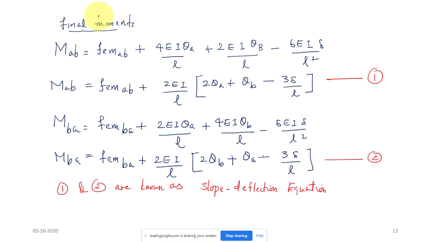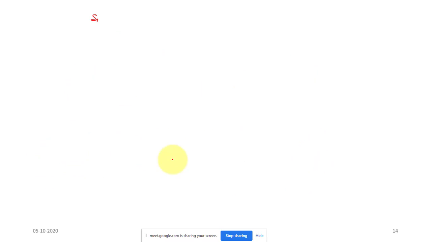You have to remember only this one to solve the numerical, but go through the derivation once. This equation along with the sign convention, the sign convention you have to remember. If you are using this equation, you must follow this sign convention, the sign convention used in the derivation of the slope deflection method. What is the sign convention?